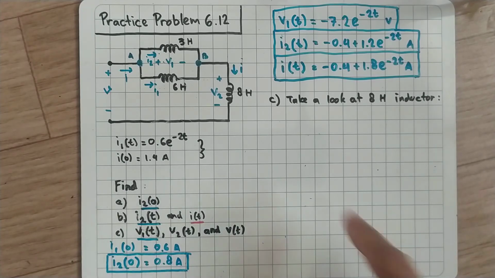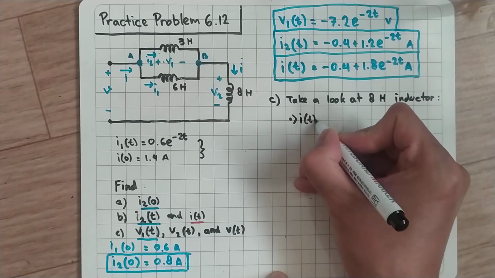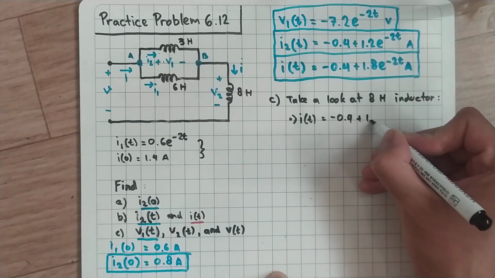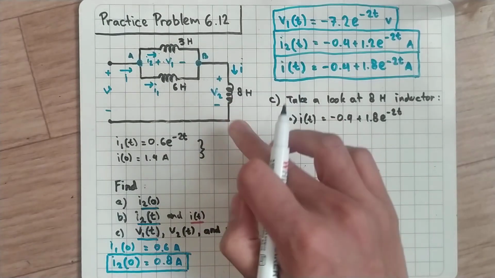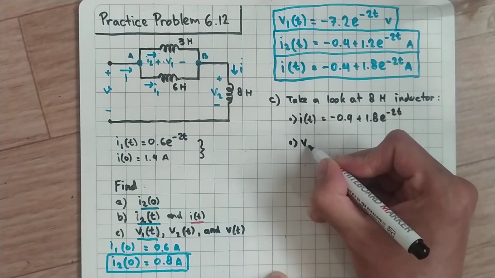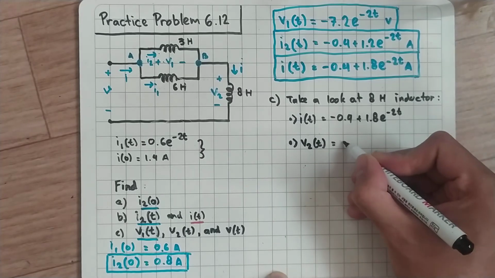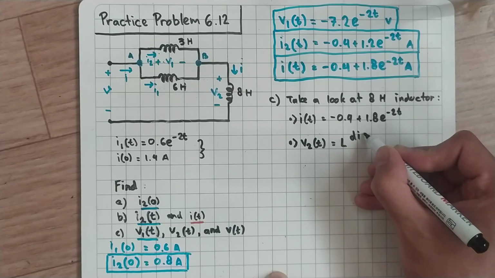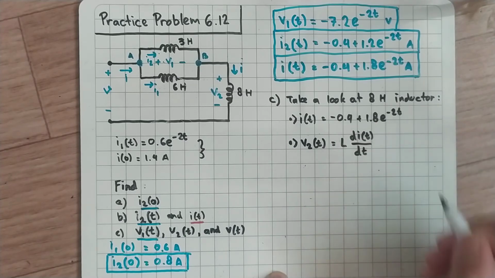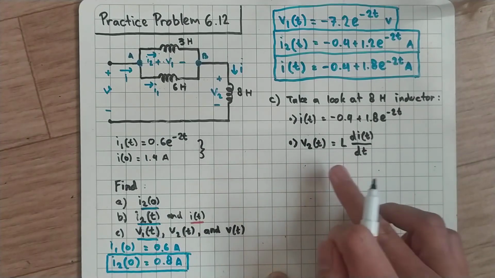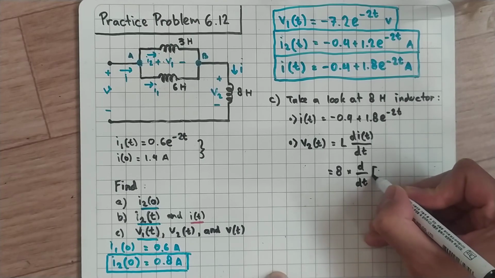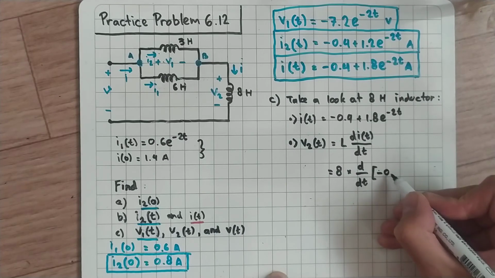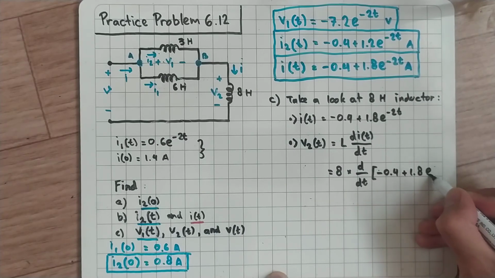Okay, so here we have IT given: IT is minus 0.4 plus 1.8 e to the minus 2t. And then we can calculate the voltage across this inductor by using our standard formula. V2t is equal to L multiplied by the derivative of I over time. Our value of L is 8 Henry. So we'll have 8 multiplied by d over dt of minus 0.4 plus 1.8 e to the minus 2t.